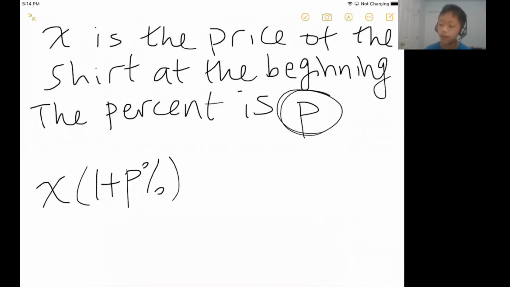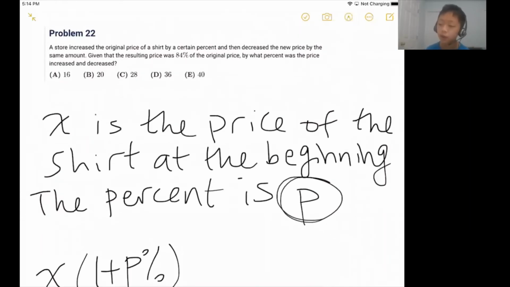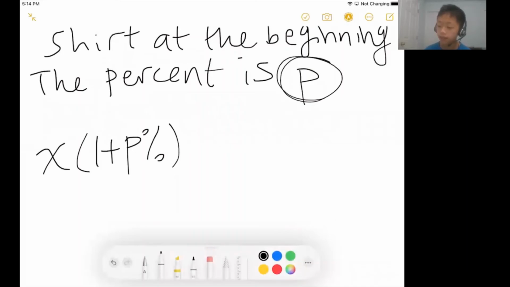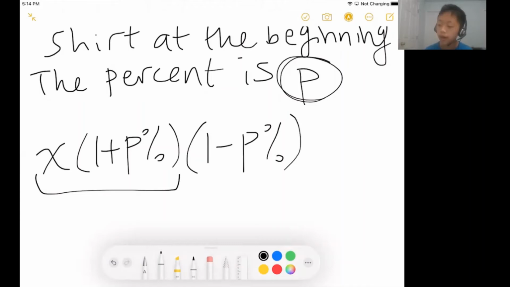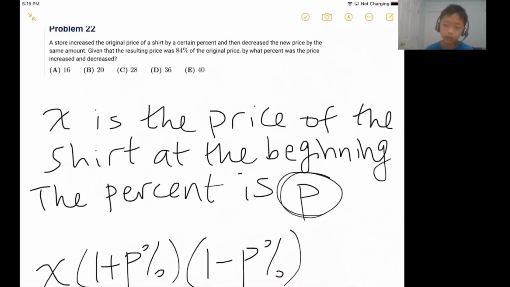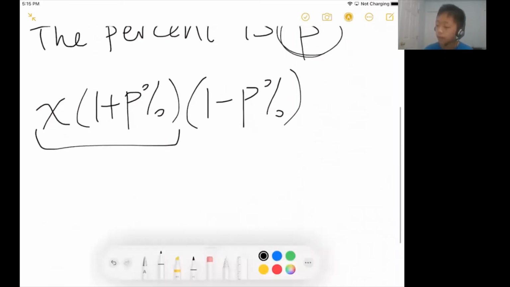Then we're given that this more expensive price is now decreased by the same percentage amount. So you're going to take this amount and decrease it by P%. Decreasing by P% is essentially 1 minus P%. This 1 again represents the price after the increase, and this minus P% represents the discount of P%. We're given that this increase and then decrease results in a price that is 84% of the original price, so this is going to equal 84% of the original price.